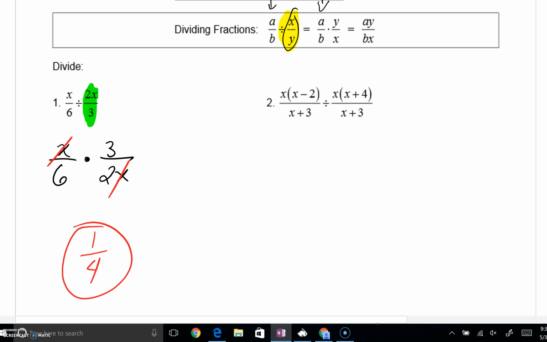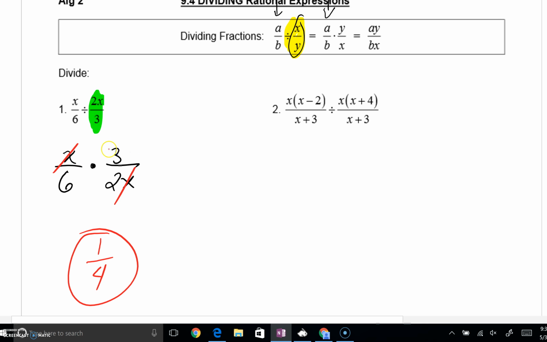You could also have canceled this by hand. You could have said 3 and 6. I can divide by a 3 and divide by a 3. I'd have a 1, I'd have a 2. Then I have 2 times 2 is 4 down below. You could have done that by hand just as well.